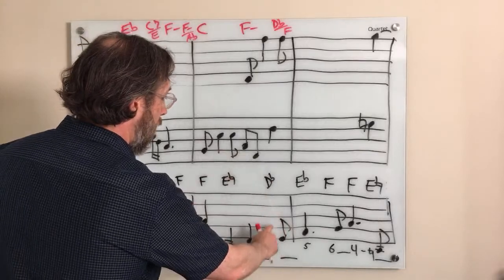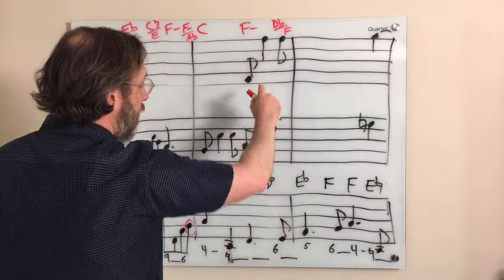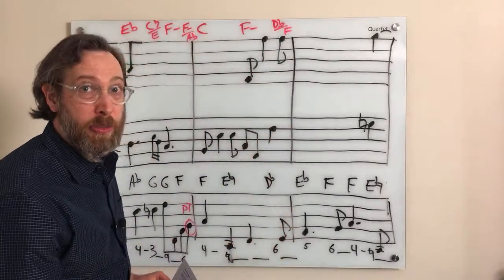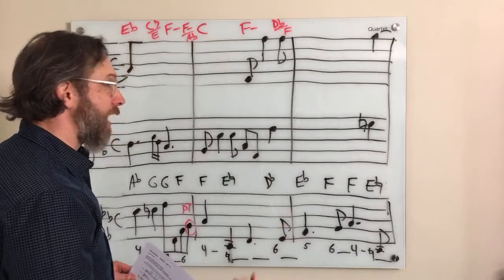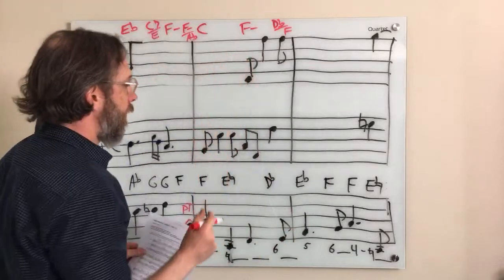I have an F. I know that I need a D flat. In the music I got D flat, I have F. So F, D flat, implicit with a 6 is also a 3. The 3 would be A flat, so D flat, F, A flat. There's my triad, D flat over F.